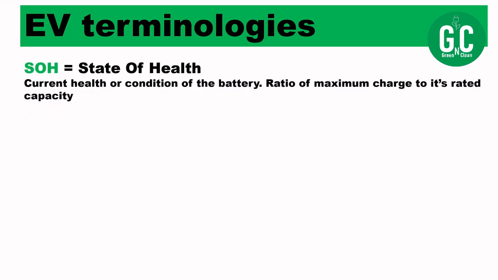Next is the state of health. This is an important parameter to identify the health and condition of the battery. It's a ratio of maximum charge that a battery can hold at a given point of time versus its rated capacity. Now, what do we mean by this?